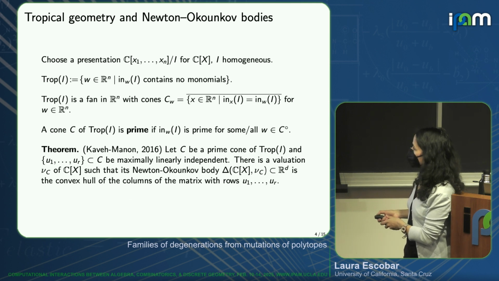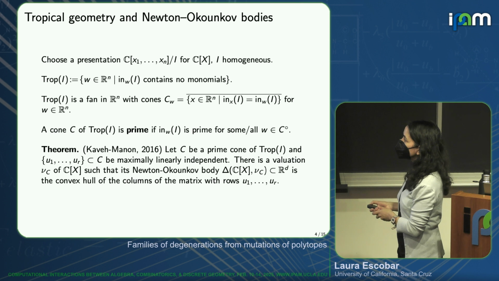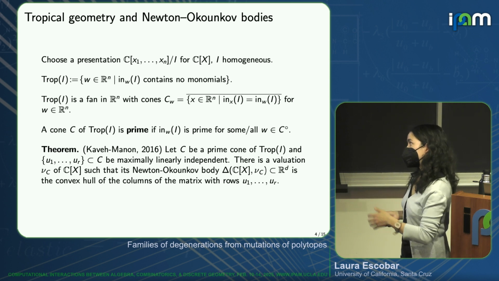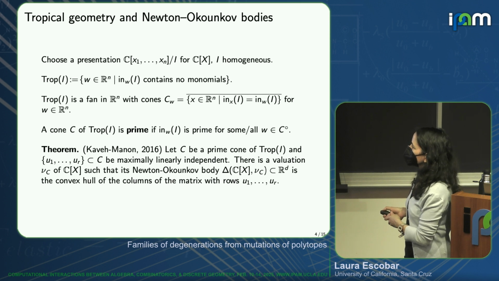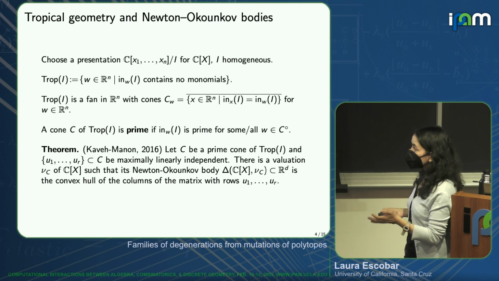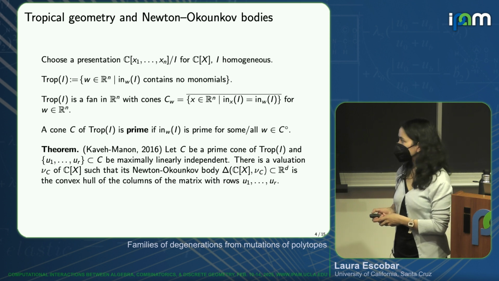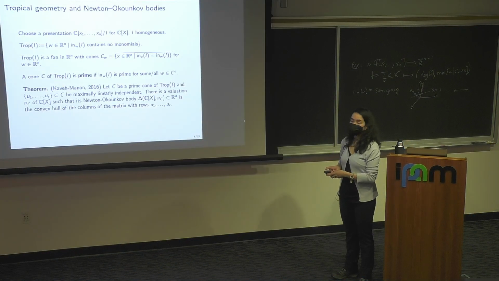And so what Kaveh and Manon do that is connected with Newton-Okounkov bodies: if you start with a prime cone of the tropicalization and you pick a subset of the cone that is linearly independent, so it's a basis for the vector space spanned by C, you can have a valuation for the coordinate ring of your variety such that the Newton-Okounkov body is a polytope, and the description is extremely concrete. It's the convex hull of the matrix with rows U1 up to UR. Okay? So this is a big family of valuations that are Gröbner in flavor.